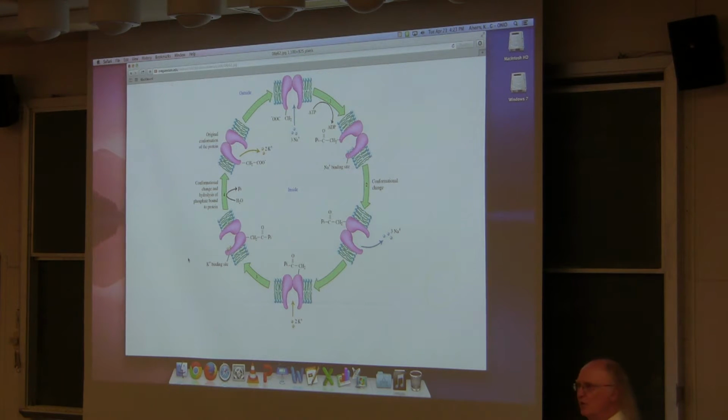Active transport uses a variety of energy sources. One of the most common mistakes students make on my exam is they will try to tell me that active transport requires ATP. It does not.